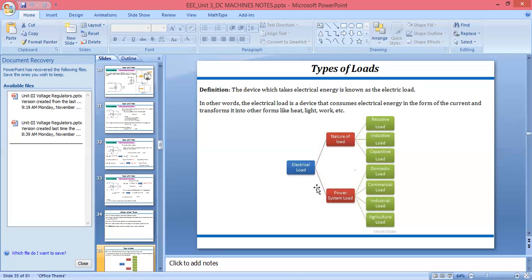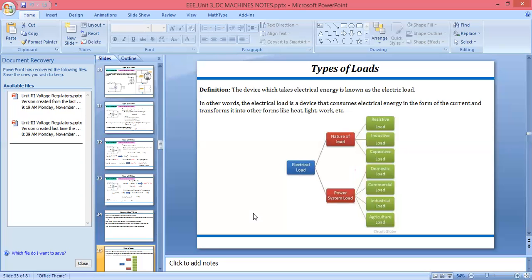So what we can say, the electrical load is a device that consumes electrical energy in the form of current, and that can convert that energy into another form of energy. That energy can be heat, that can be work, that can be light. So by using the electrical load, electrical current can be converted into heat, into light, or into any work done. We can see one by one.